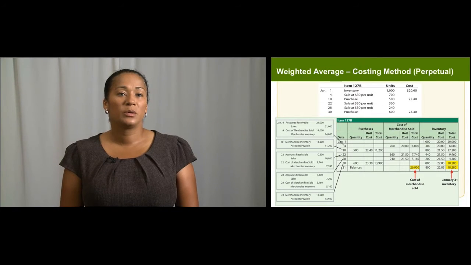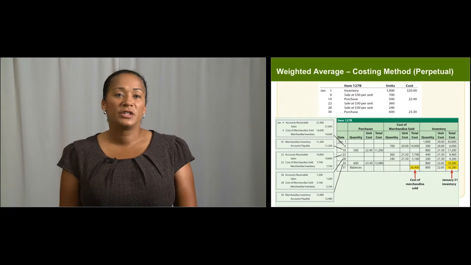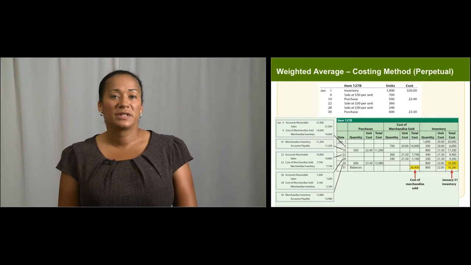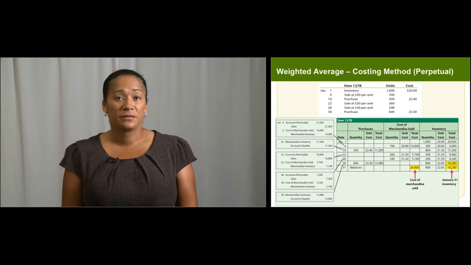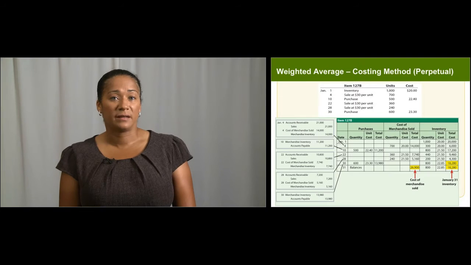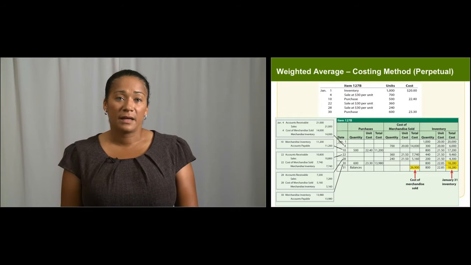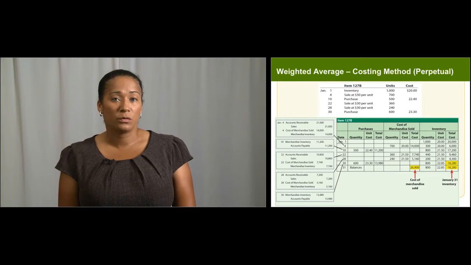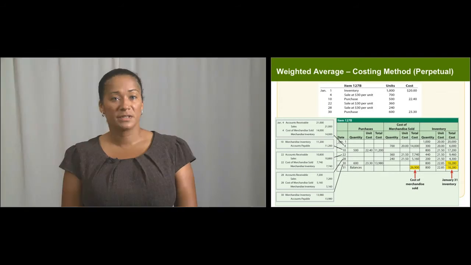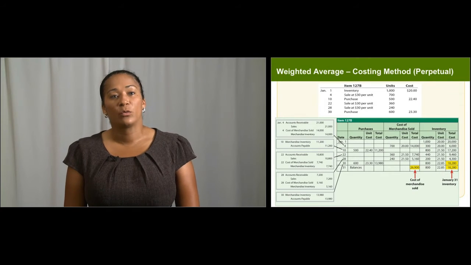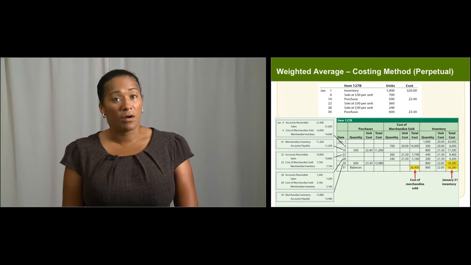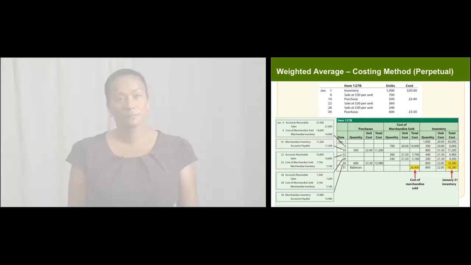Let's quickly review one more transaction. On January 22nd, the company sold 360 units at a selling price of $30 per unit. As always, the first step is to enter January 22nd in the date column. The second step is to enter the number of units sold, which is 360 units, in the quantity column of the cost of goods sold section of the report. The third step is to enter the unit cost of the units that were sold based on the unit cost of the units in inventory.